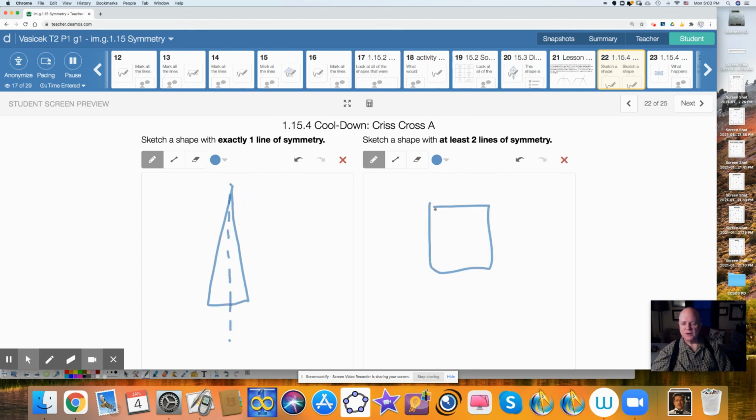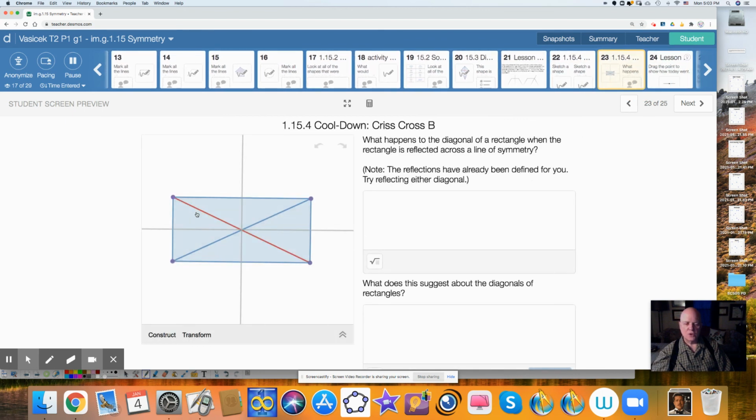What if we did a square? It had 4. Remember, it had this one, it had these 2 that are diagonals. And then we have this figure here. What happens to a rectangle, to the diagonal of a rectangle, when you reflect it across the line of symmetry? So the blue line would become the red line. What does this suggest about the lines of the diagonals of rectangles?